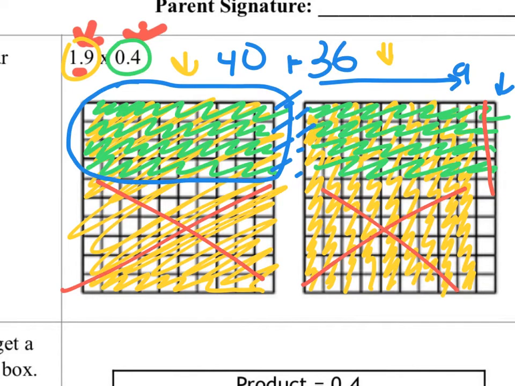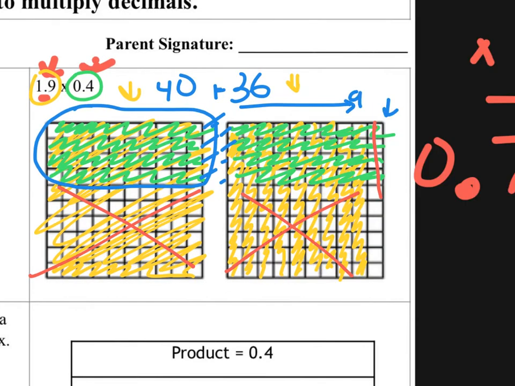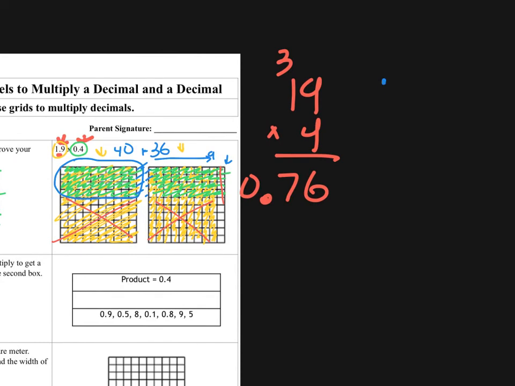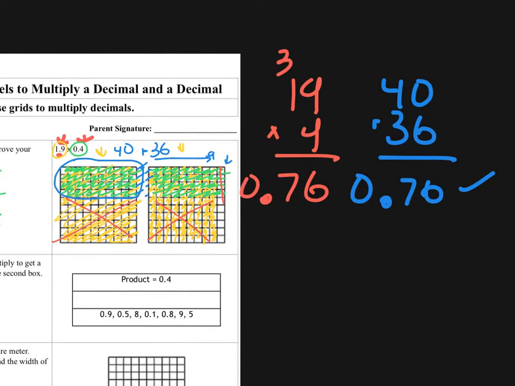And if you add 40 and 36, you have 40 on the left side and 36 on the right side, and guess what you have? You have 76 hundredths, and we've just proved our answer. So as a recap, just make sure you're shading it and overlapping it, and then just count the squares.